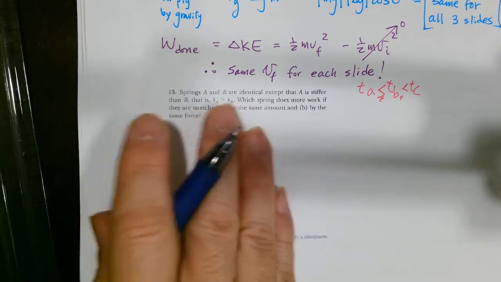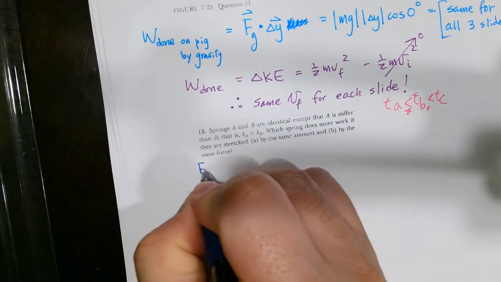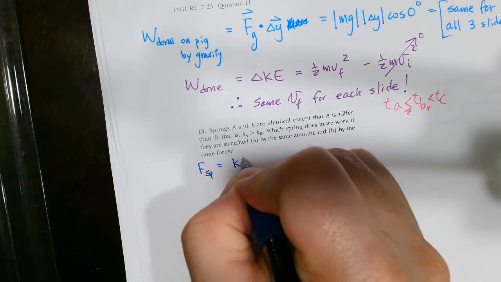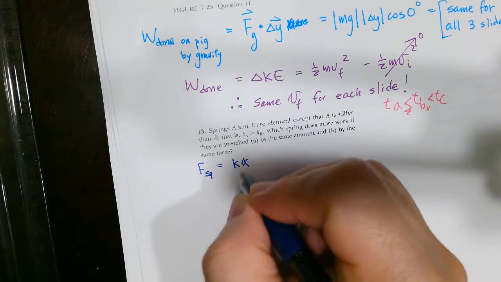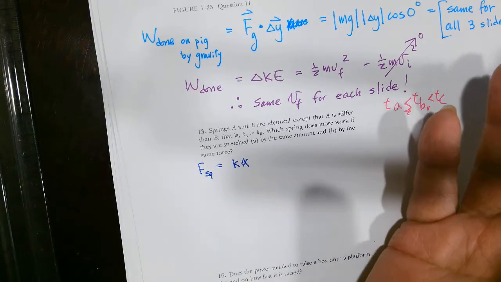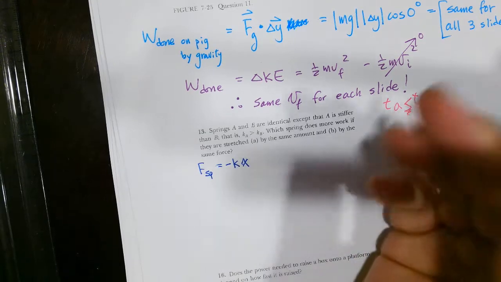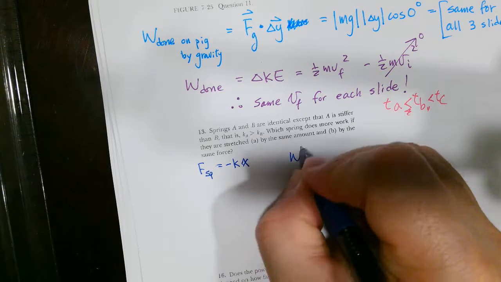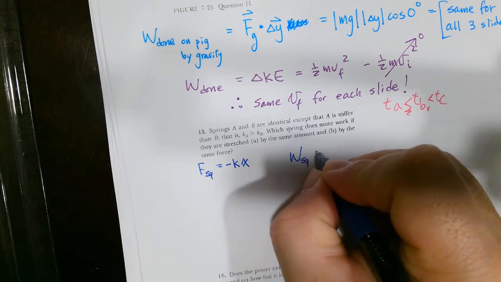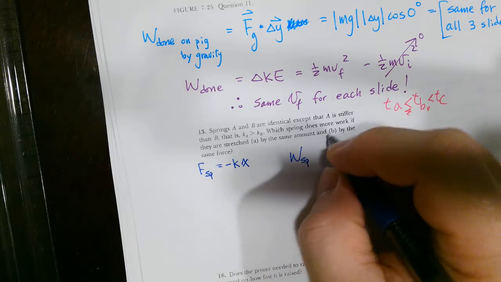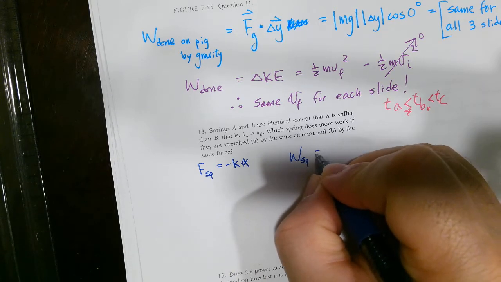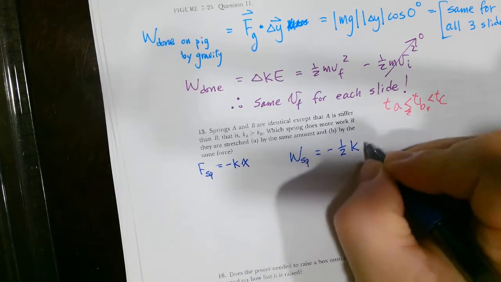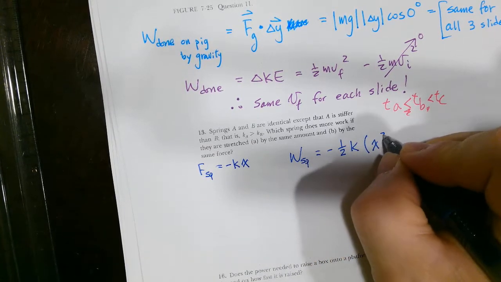So if we were to think about a spring, F spring is equal to Kx, or you could simply say negative Kx, but right now we're just looking for the magnitude. If you want to put negative Kx, that's fine. So work done by a spring is not the same as F spring dot delta x. It is actually, we derived this together, I think.